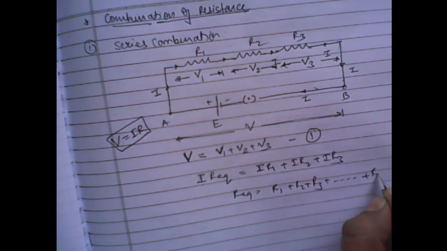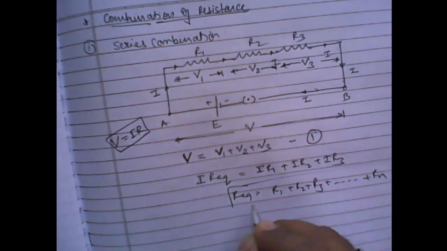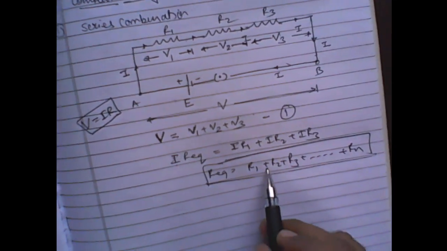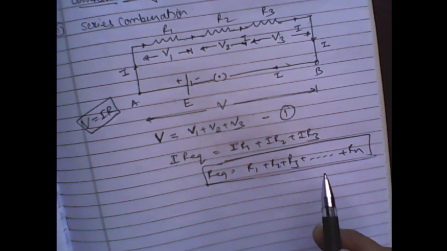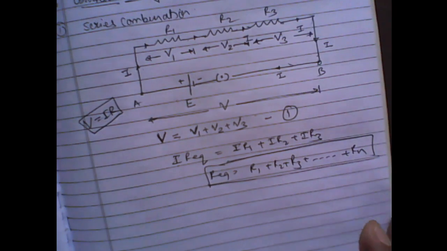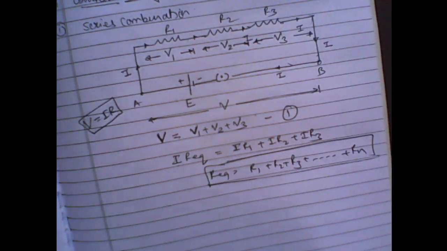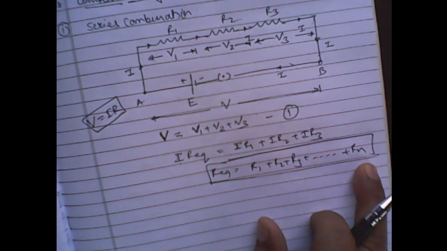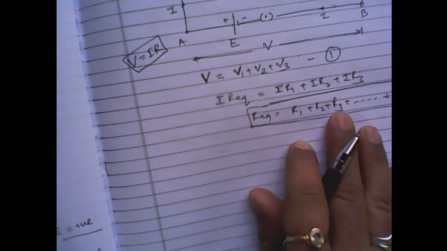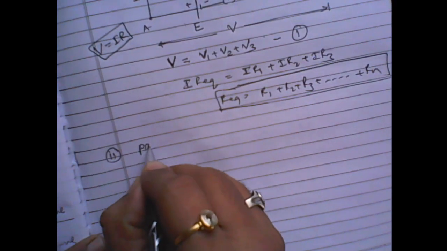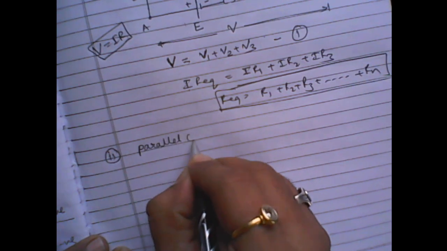and if n resistors are there, plus Rn. So in capacitance in series we didn't get this equation. We got the equation as 1 upon C equivalent is 1 upon C1 plus 1 upon C2. Some of the students get confused. They apply in resistor the capacitance formula, and in capacitance they apply the resistance formula. So in series R equivalent is equal to R1 plus R2 plus R3 and so on, right? Similarly, I will move on to the next combination, that is the parallel combination.